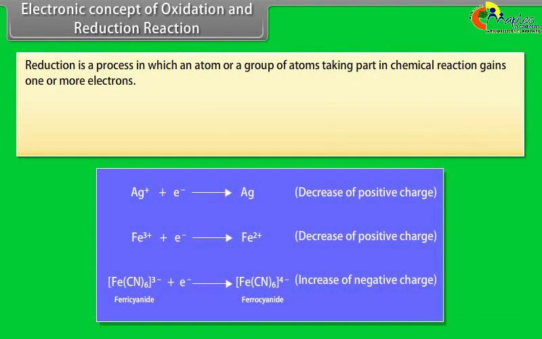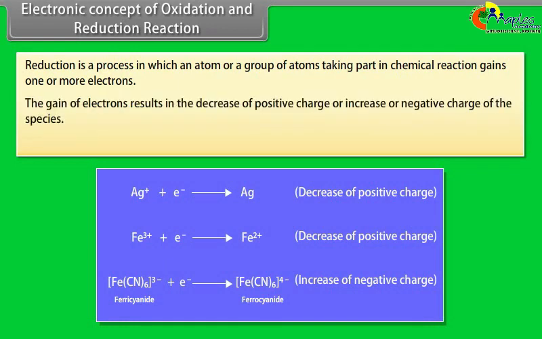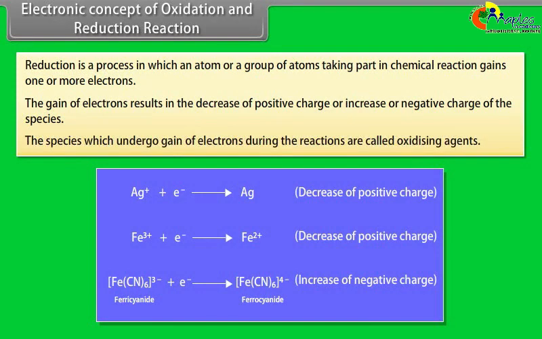Reduction is a process in which an atom or a group of atoms taking part in a chemical reaction gains one or more electrons. The gain of electrons results in the decrease of positive charge or increase of negative charge of the species. The species which undergo gain of electrons during the reactions are called oxidizing agents. Ag+, Fe3+, Fe(CN)6 3 negative are oxidizing agents in these examples.